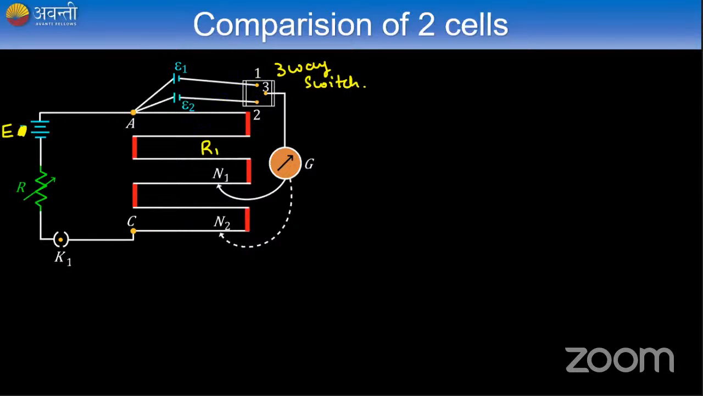Whenever we want to compare any one of the cells, we can short circuit points 1 and 3 so that we get the value of epsilon 1. And if we want to calculate the value of epsilon 2, we can short circuit switch positions 2 and 3. So yeah, this is the construction of your potentiometer.